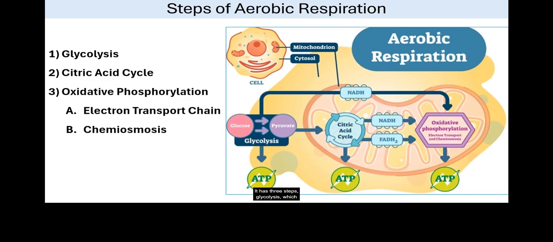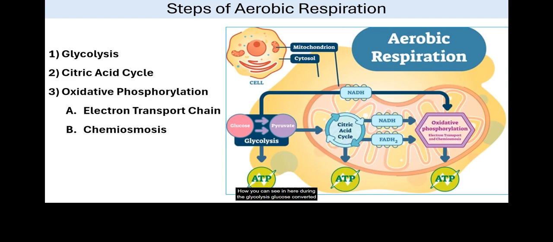It has three steps. First, glycolysis, which happens in the cytosol. Second, the citric acid cycle, happening in the matrix of the mitochondria. Third, oxidative phosphorylation, which has two parts: A, the electron transport chain, and B, chemiosmosis. Oxidative phosphorylation happens close to the inner membrane of the mitochondria.